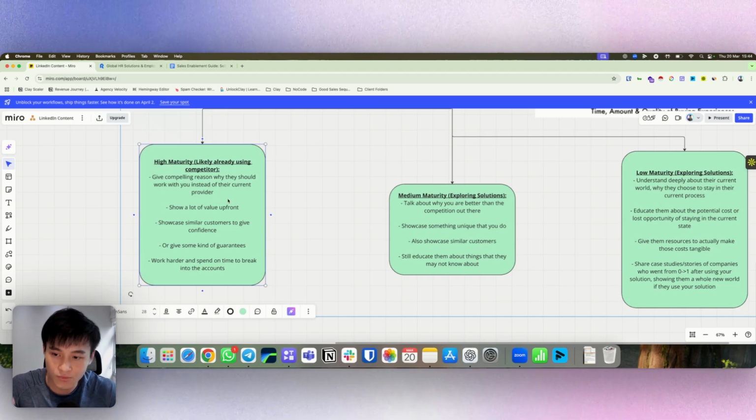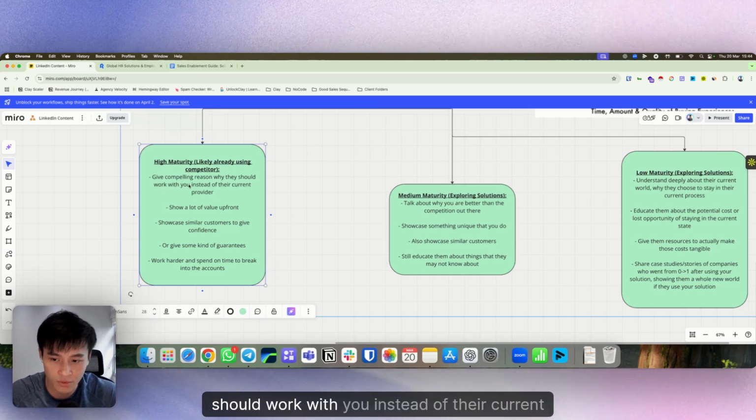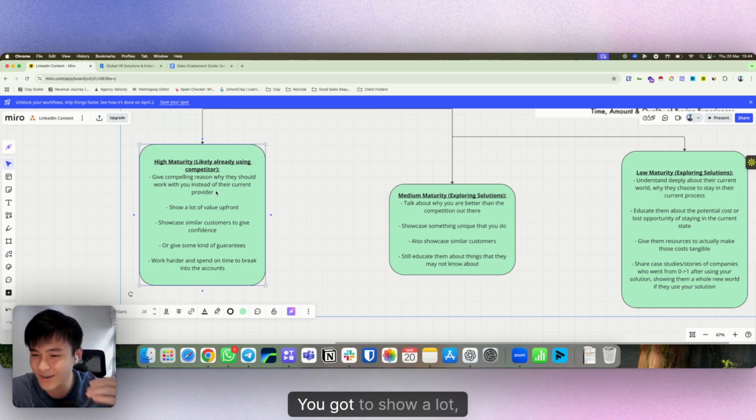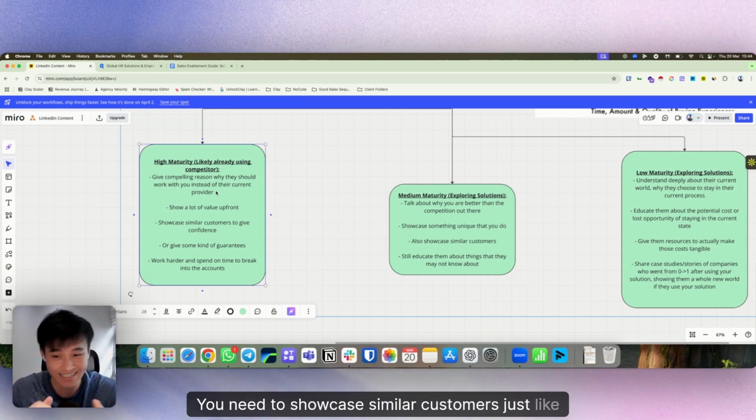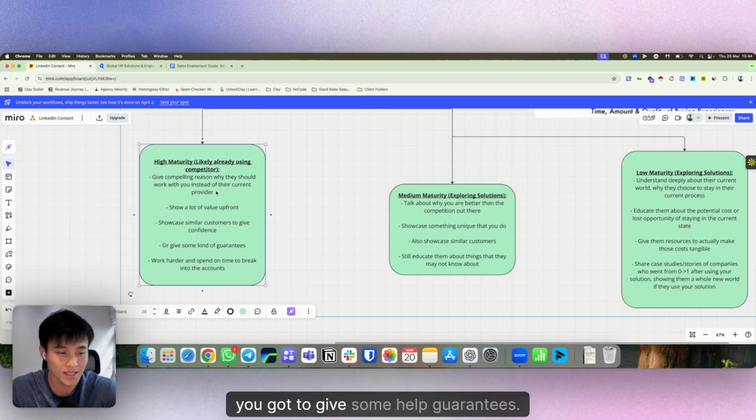In those kinds of cases, you need to give a compelling reason why they should work with you instead of their current provider. You've got to show a lot of value up front. You need to showcase similar customers just like them to give confidence. You've got to give some kind of guarantees, right?